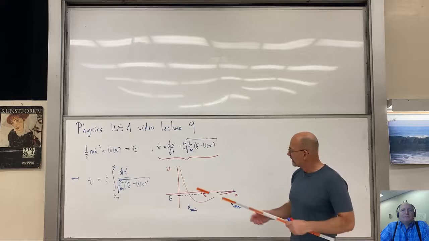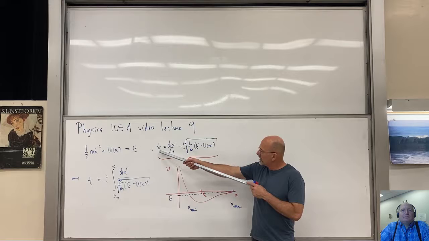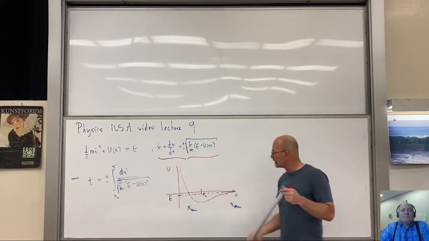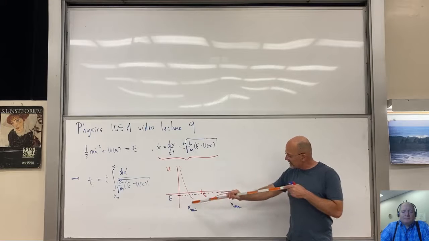Between which the motion occurs. Okay, there's a minimum x and a maximum x. That's where the velocity vanishes. Those are the turning points. So yeah, it doesn't have to be a positive or a negative energy. In this case, it's a negative energy.